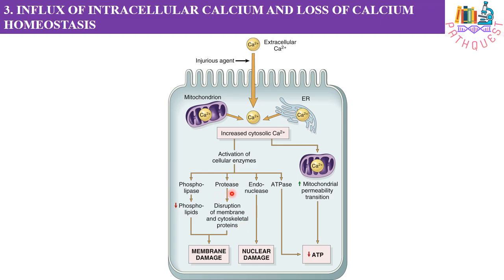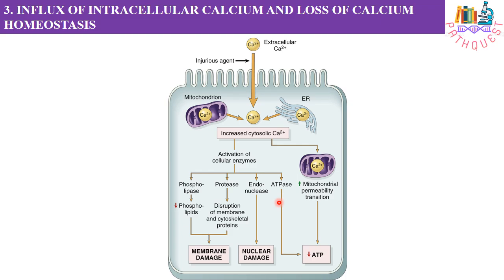Proteases are the enzymes which cause protein degradation, and activation of these enzymes results in disruption of the membrane as well as cytoskeletal proteins, resulting in damage to cellular infrastructure. Endonucleases are the enzymes which have effect on nuclear proteins, resulting in nuclear damage.